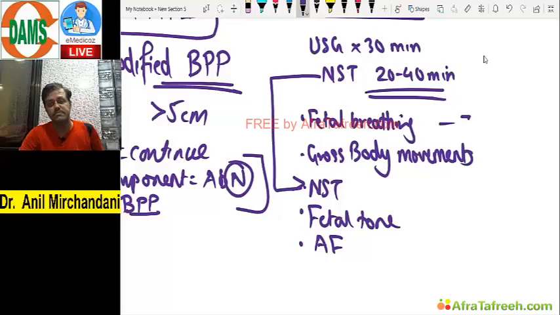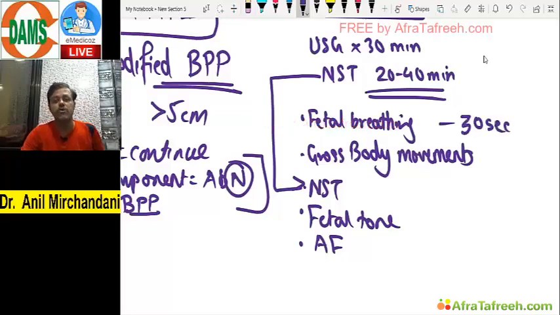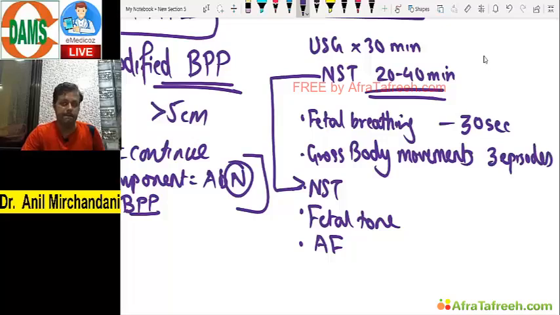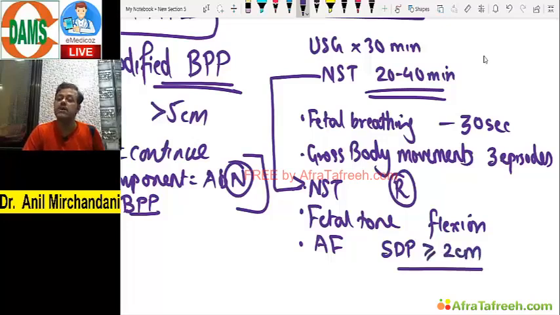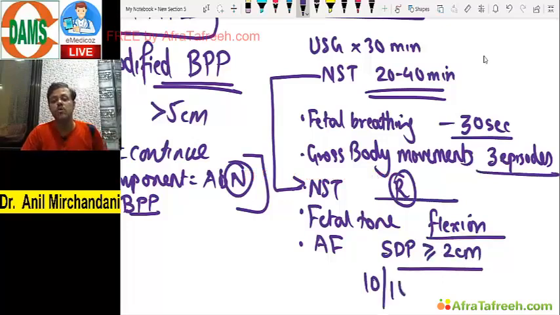Each component is given 2 marks. Breathing for 30 seconds, gross body movements 3 episodes, NST reactive, fetal tone flexion, and amniotic fluid single deepest pocket more than or equal to 2 centimeters. Congratulations, if all 5 components are normal, then the total score is 10. Continue pregnancy.